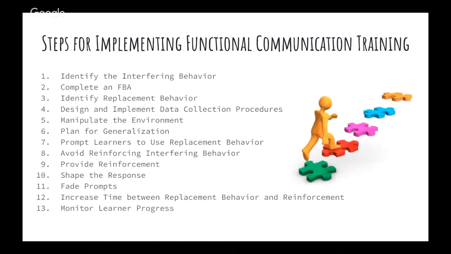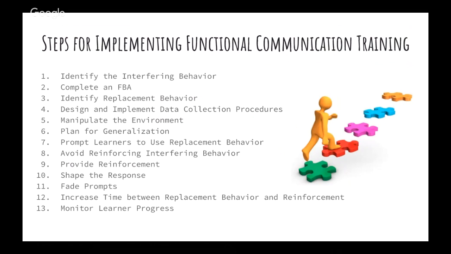So now I'm going to go over the steps for implementing functional communication training. The first step is to identify the interfering behavior or the target behavior. Examples of this would be hitting, falling to the floor, crying. The second step is to complete an FBA, which is a functional behavior assessment. This will include indirect assessments such as rating scales and interviews, and then some direct assessments such as observations and collecting ABC data.